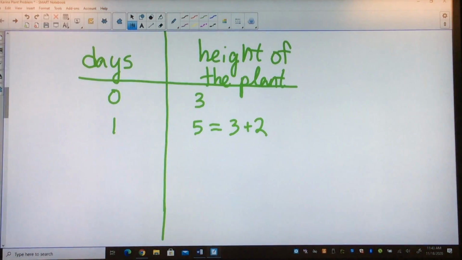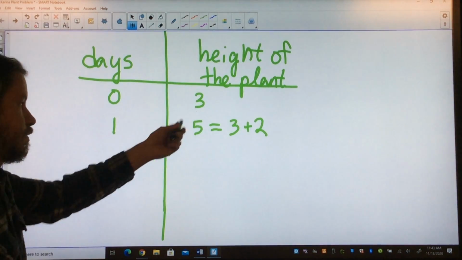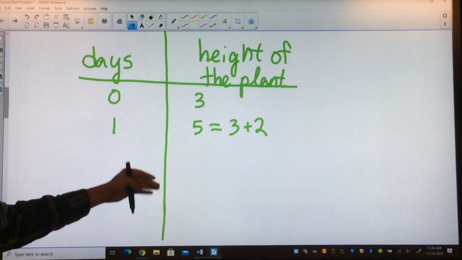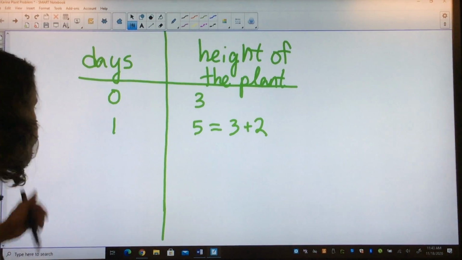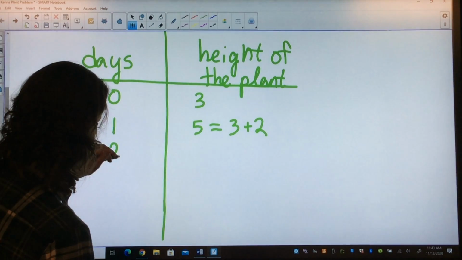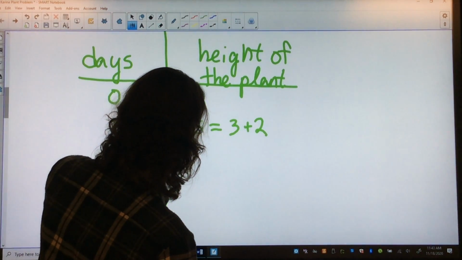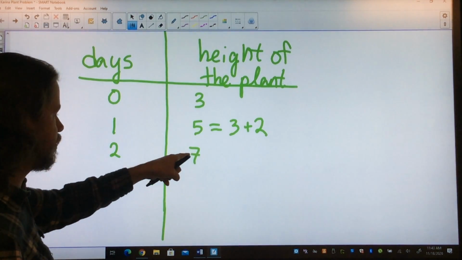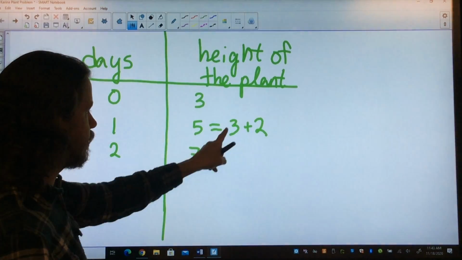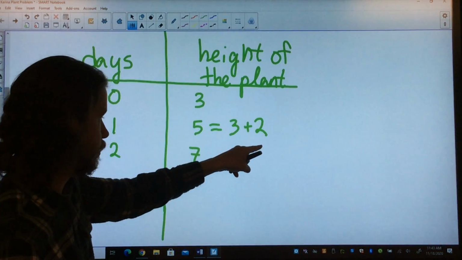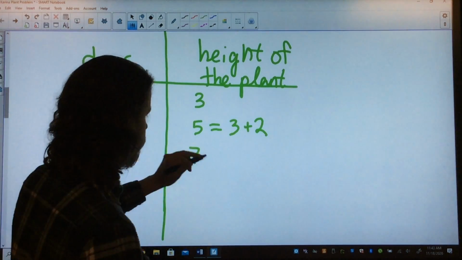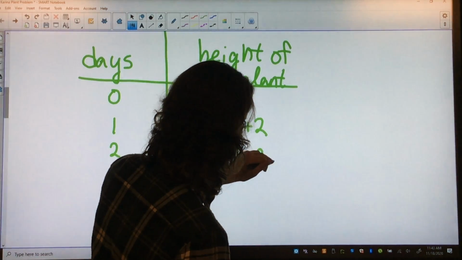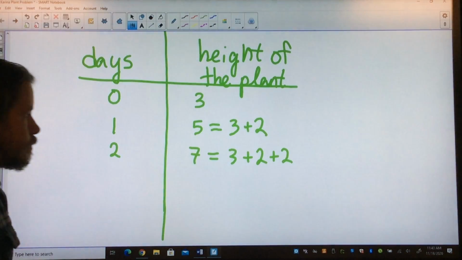Now, you might be wondering, why would I do that? Because obviously 3 plus 2 is 5, and that looks simpler than writing that. Well, it's going to turn out that writing it in this way as we move through is going to show us what our underlying pattern is. Okay? So let's look at day 2. Well, it's at 7, right? But what happened was we gained 2 centimeters from the previous day. And we said the previous day it was at a height of 5, or 3 plus 2 centimeters. So if I add 2 centimeters onto that, for the second day, I get a height of 3 centimeters, plus 2 centimeters, plus 2 centimeters. Okay?